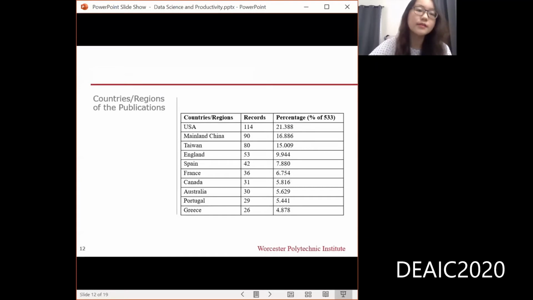And this table here presents the countries and regions of the publications. We can see that the United States is the top one on the list. 114 articles came from the United States, and this constitutes about 21% of our entire data set. That figure is followed by mainland China, which published 90 articles, followed by Taiwan, 80. We also have England, Spain, France, Canada, Australia, Portugal, and Greece on the list.